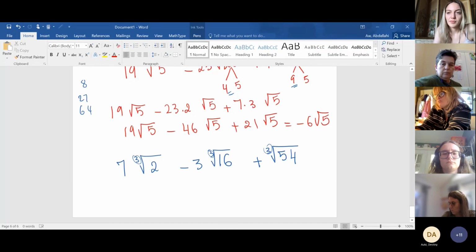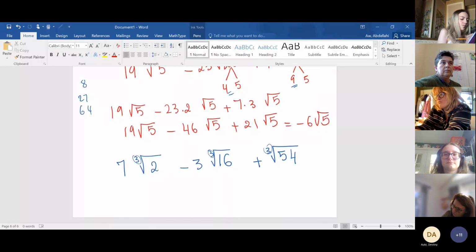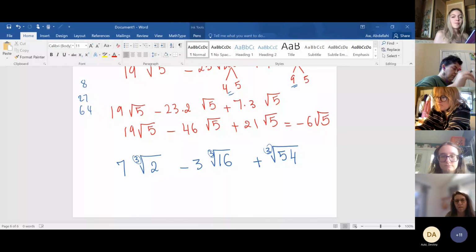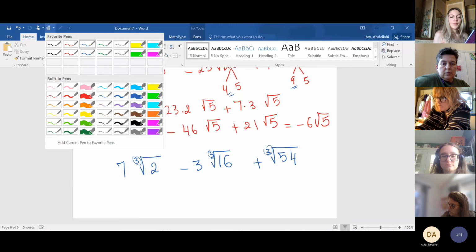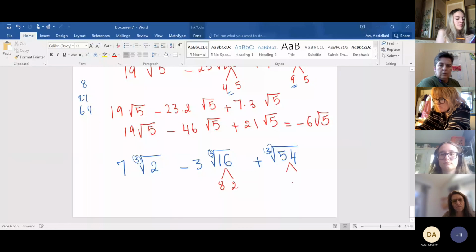Okay, so we have to break down those two numbers, 16 and 54, using the perfect cubes that you see on the left side. For instance, 16 can be broken down as what and what? 2 and 8, right? 8 is a very nice, very important number, because 8 is a perfect cube. 54 will be broken down as what and what? 2 and 27. 27 and 2, thank you, right? Because 27 is a perfect cube.